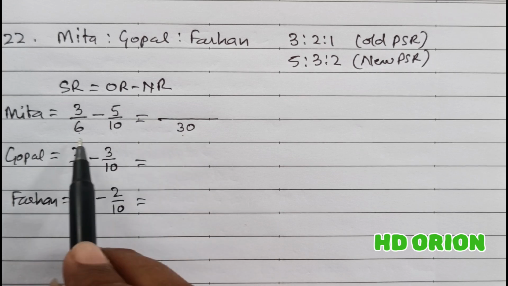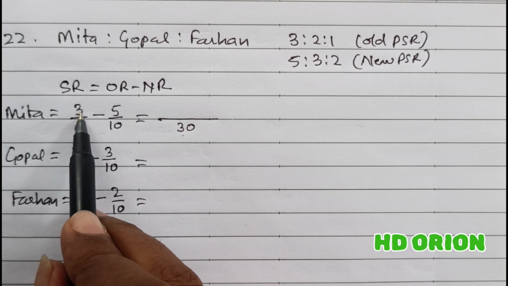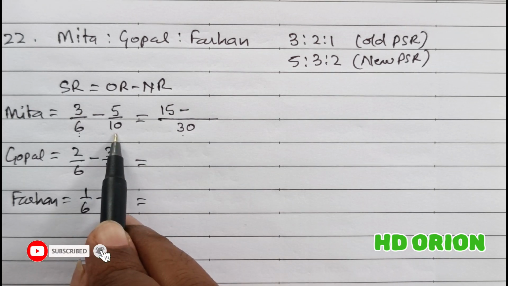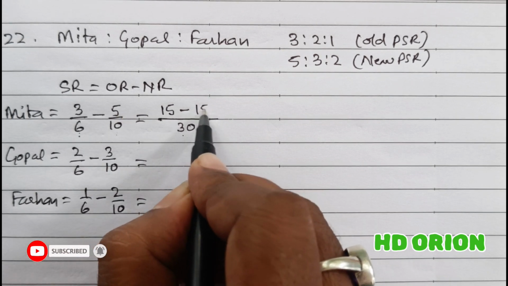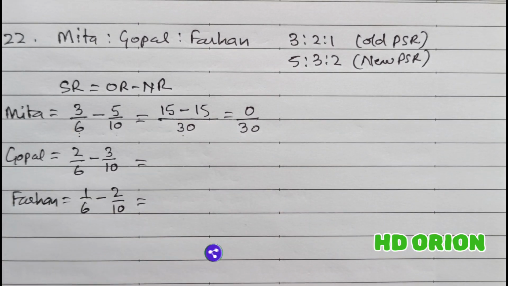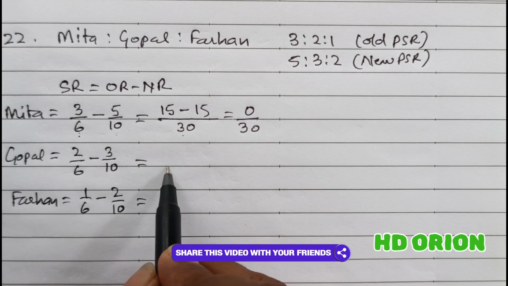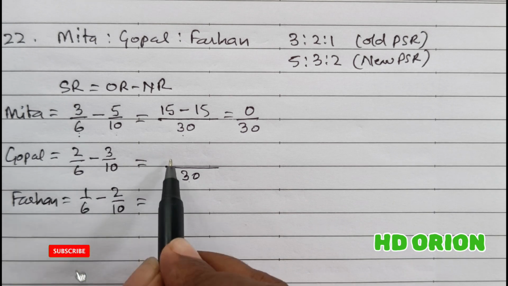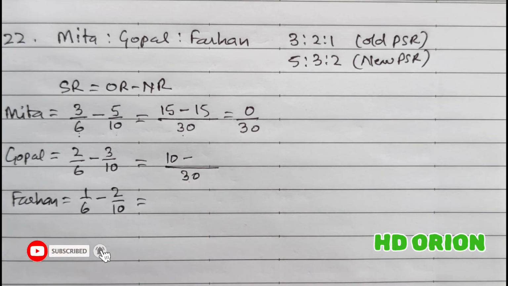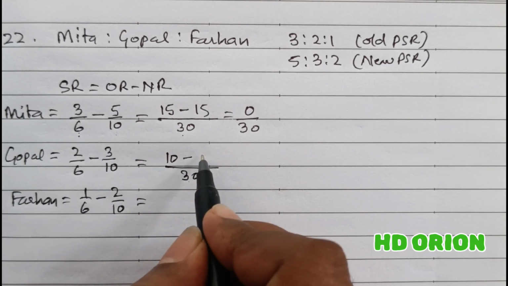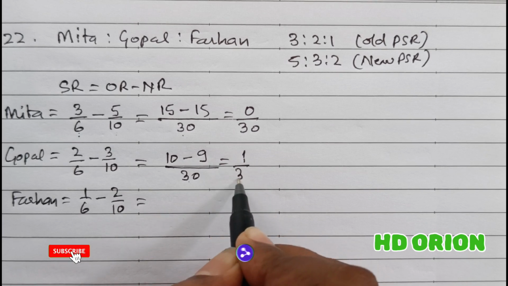Now see, 30 divided by 6 is 5, 5 multiplied by 3 is 15, minus 30 divided by 10 is 3, 3 multiplied by 5 is 15. So it gets 0 by 30. So Meeta is neither gaining nor sacrificing in this change in profit sharing ratio. Whereas for Gopal, here also the LCM will be 30. 30 divided by 6 is 5, multiplied by 2 is 10, minus 30 divided by 10 is 3, 3 multiplied by 3 is 9. So here it is 1/30.